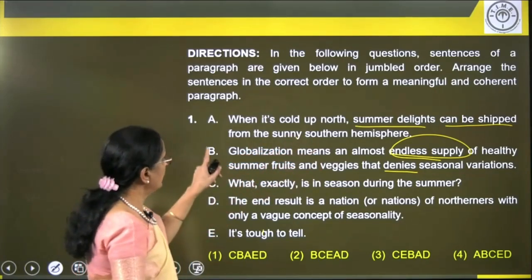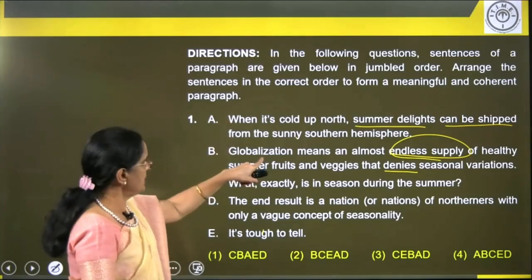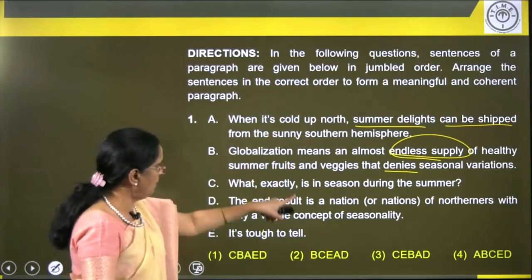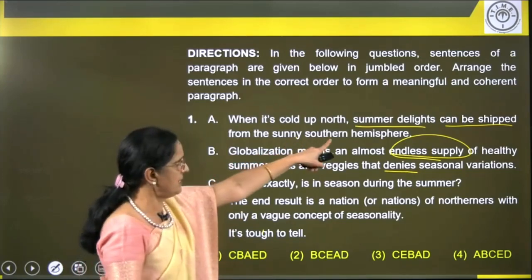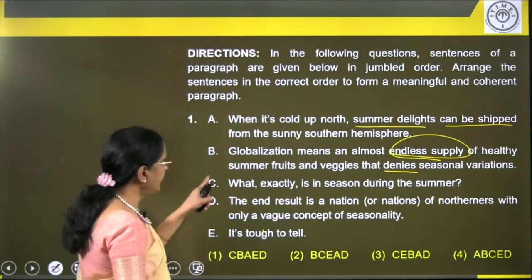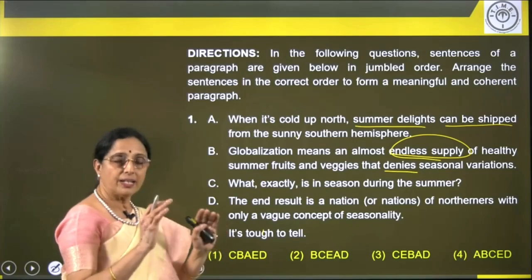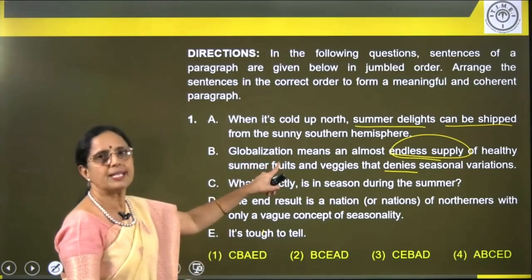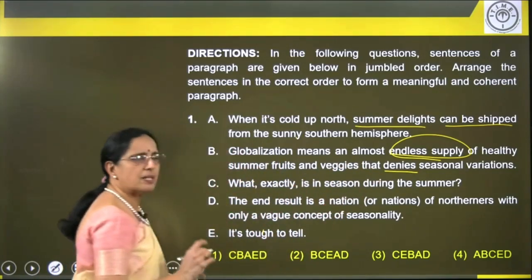Very good. Globalization means. So, if the introductory statement is globalization, the topic should be about globalization. But the topic of the paragraph is not globalization. The topic is the supply of summer fruits. What exactly is in season during the summer? Again, summer. So, you are talking about the summer season, not globalization. So, this can't be the opening statement.